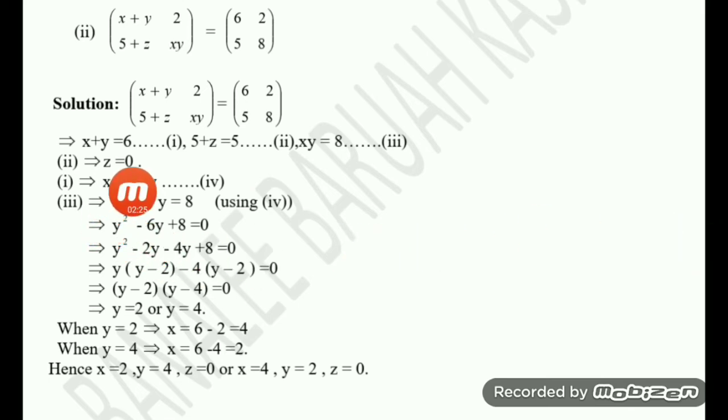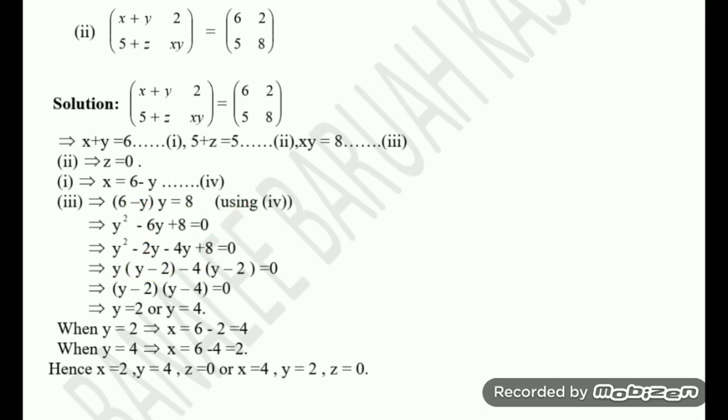I have just found out the value of x. What is the value of x? This is 6 minus y. Mark it as 4 and I am going to substitute this in number 3. So in the place of x I have substituted. It is xy, so 6 minus y into y equal to 8. Then on doing the product we'll have 6y minus y square equal to 8. On transposing it becomes y square minus 6y plus 8. I just skipped one step. Then I have to factorize it.